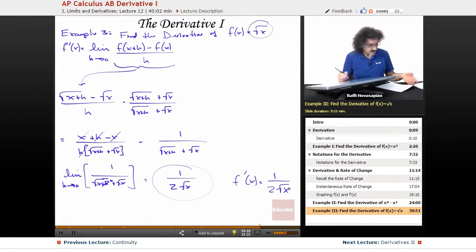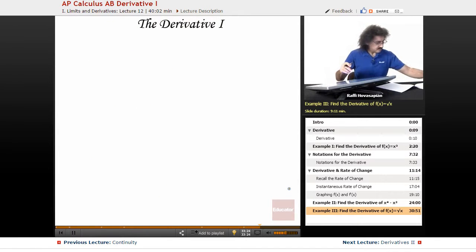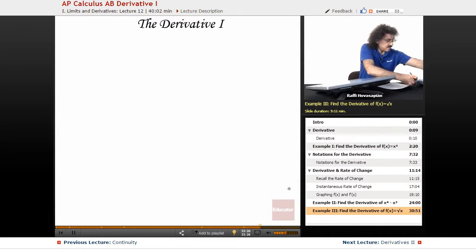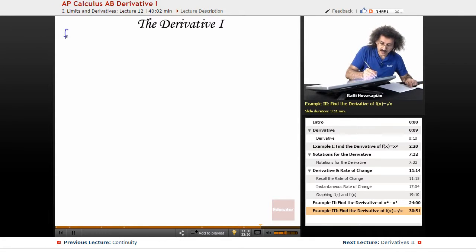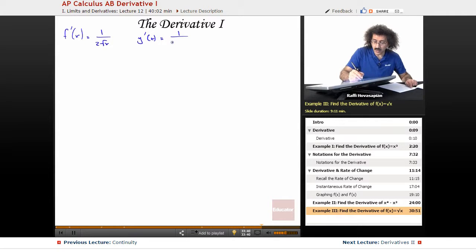All right. So, adjust my paper here. So I've got f prime of x equals 1 over 2 radical x. y prime of x, same thing, different notation, 1 over 2 radical x. And the last notation, dy over dx equals 1 over 2 radical x.